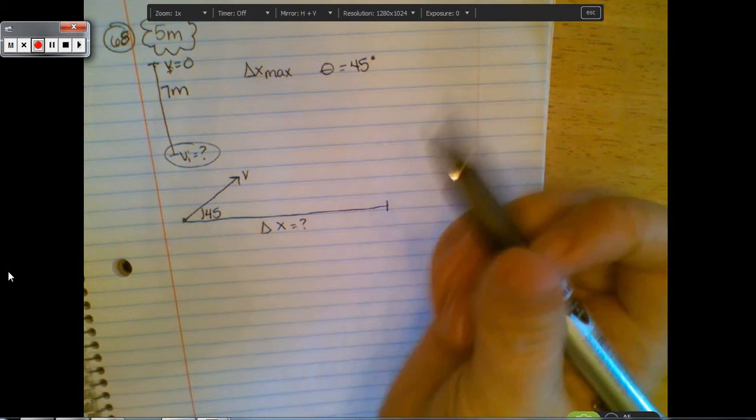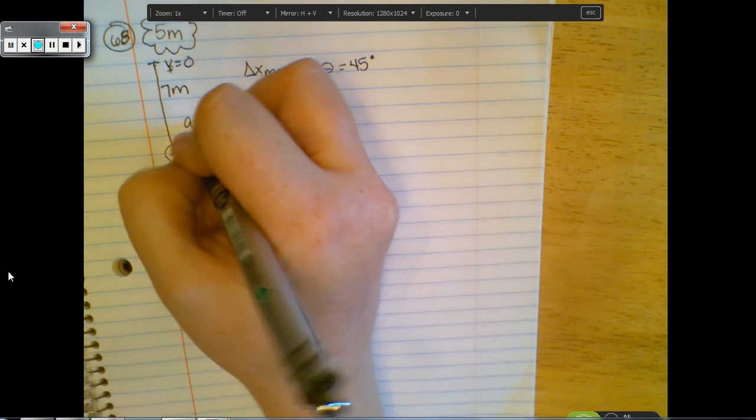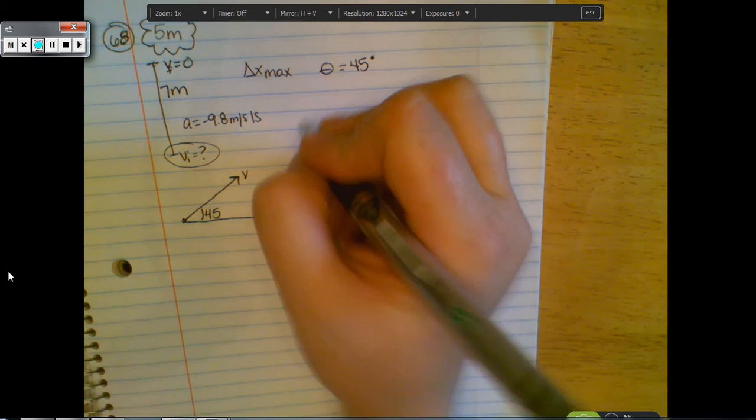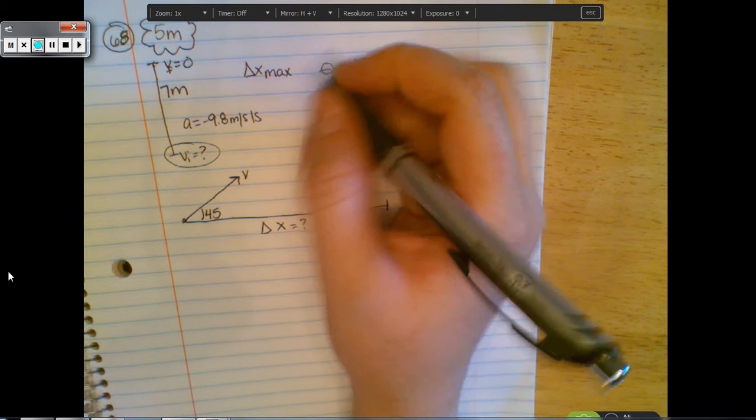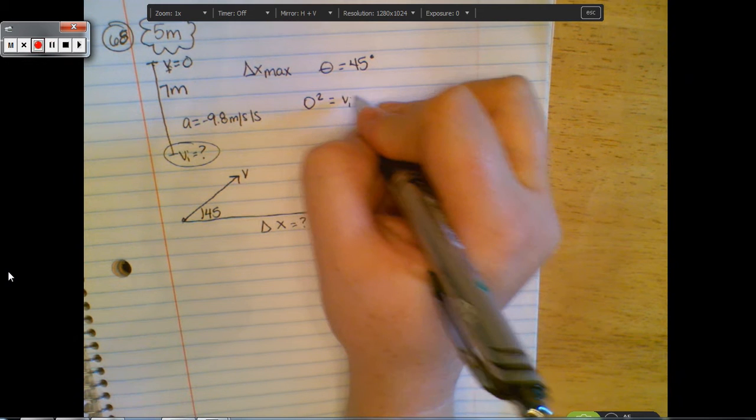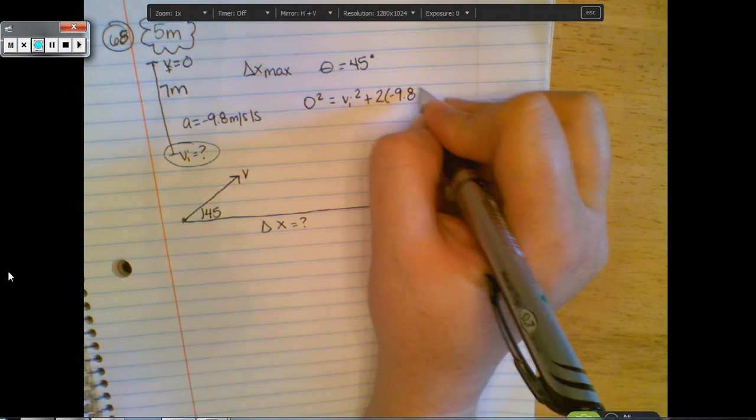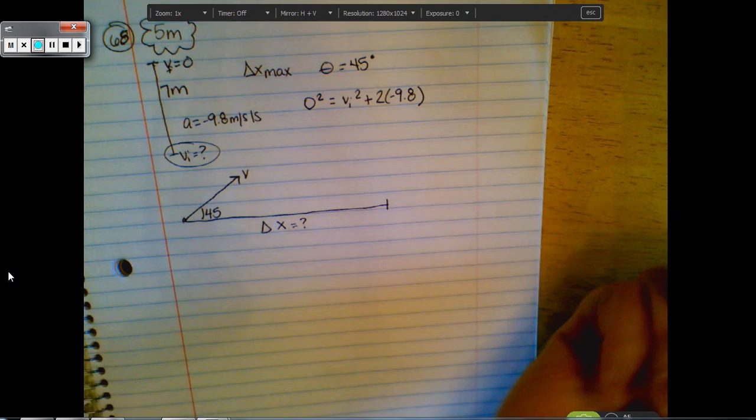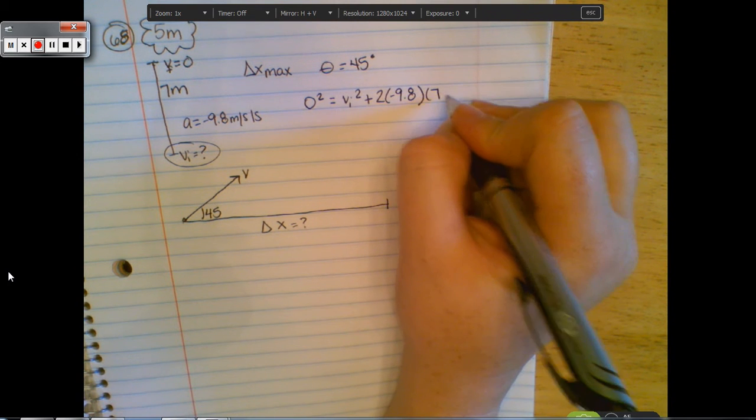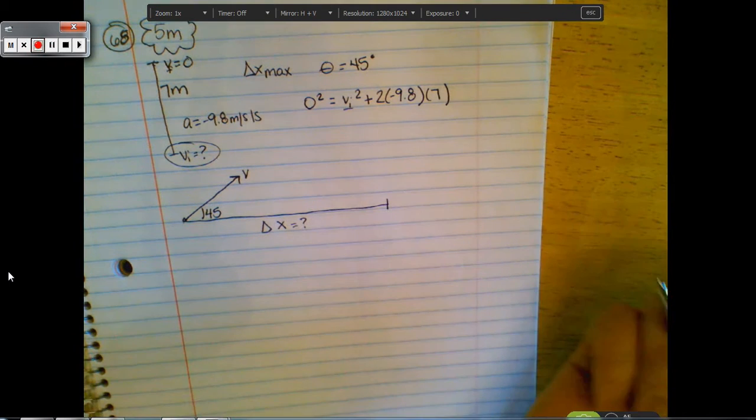And to do that, looks like I have VF, I need VI, I have a delta X, I know acceleration is negative 9.8. That should be ringing a bell for you to use the VF squared equation. So I'm going to say 0 squared, my final velocity, equals my initial velocity squared, which is what I'm looking for, plus 2 times negative 9.8 times delta X. Or in this case, we're just talking about a vertical distance, delta Y, of positive 7 meters.